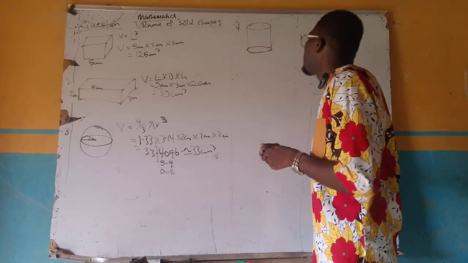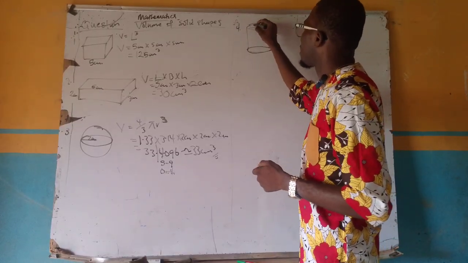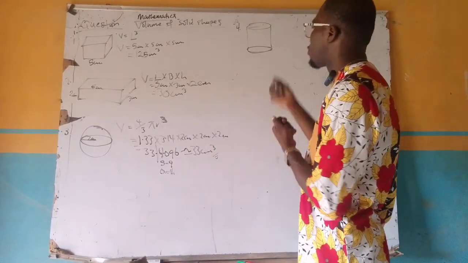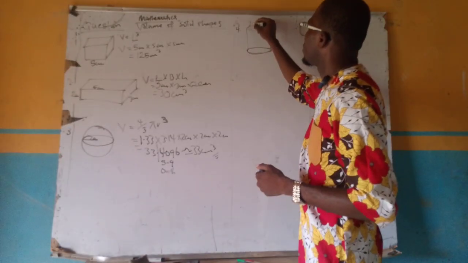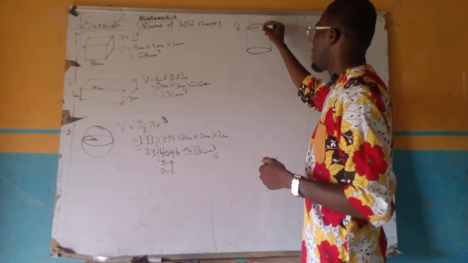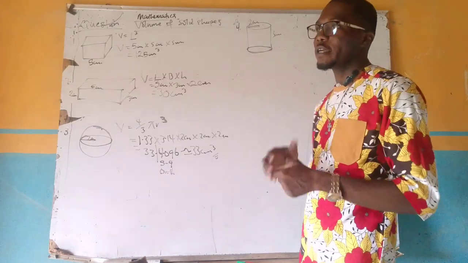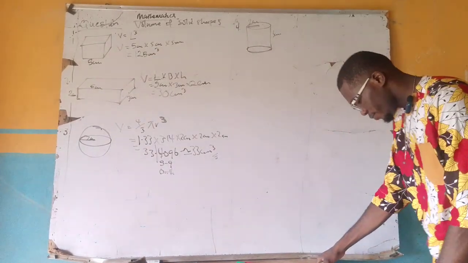Let's say we have here 2 centimeters. The reason I'm using smaller numbers is so that the calculation will be very easy for us to understand. 2 centimeters, that's the radius here. And we have 3 centimeters as the height here. We're asked to find the volume.